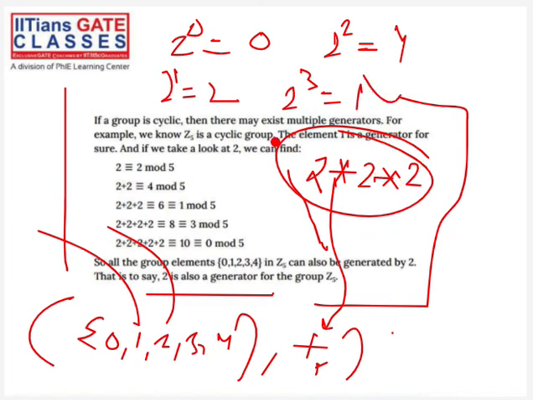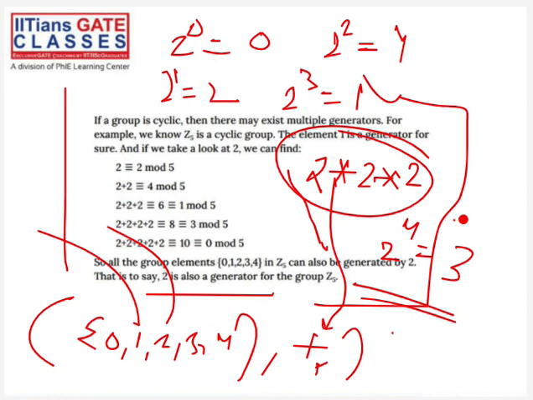So you can see now this 2 can also generate all the elements. This 2 can also generate 3. You can check 2 power 4, what will it give you? It will give you 3. So you can see there can be more than one generator. This one is also a generator, this two is also a generator. You can check whether this three is a generator or not, and whether this four is a generator or not.